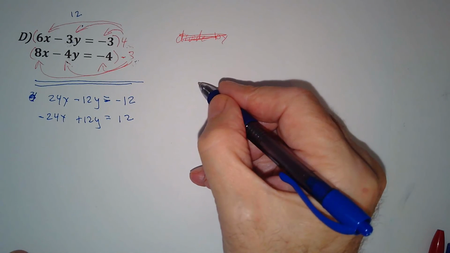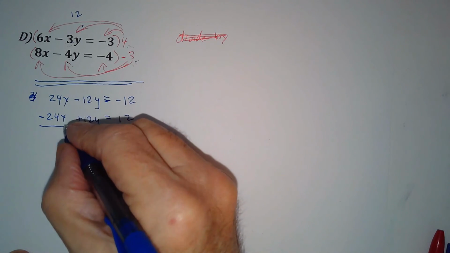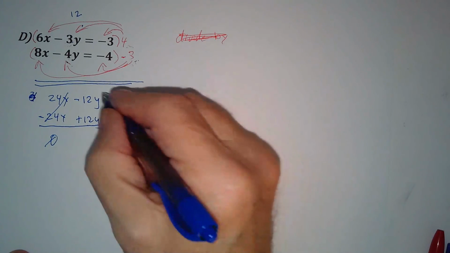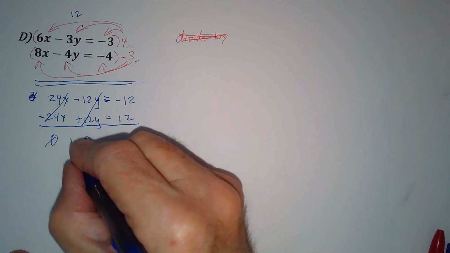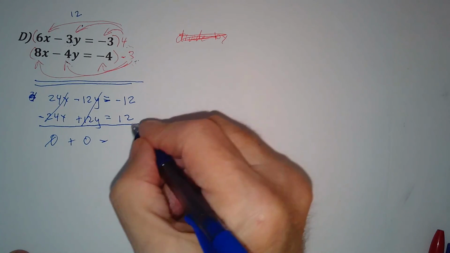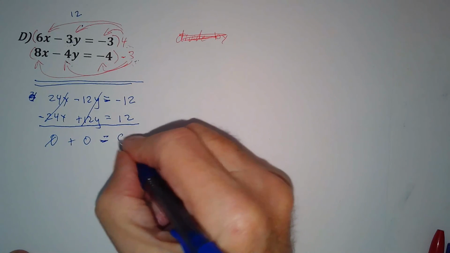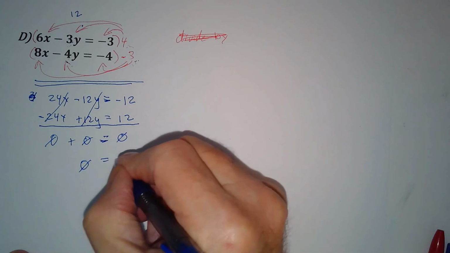Uh-oh. Look what's happened. 24x minus 24x, that's 0. It's eliminated. 12y, negative 12y, eliminated. 12 minus negative 12 and 12 is 0 as well. So 0 equals 0.